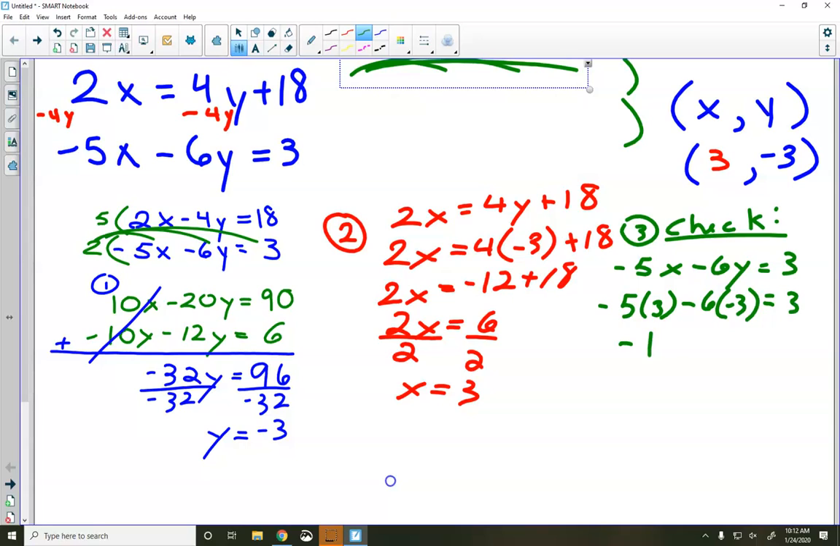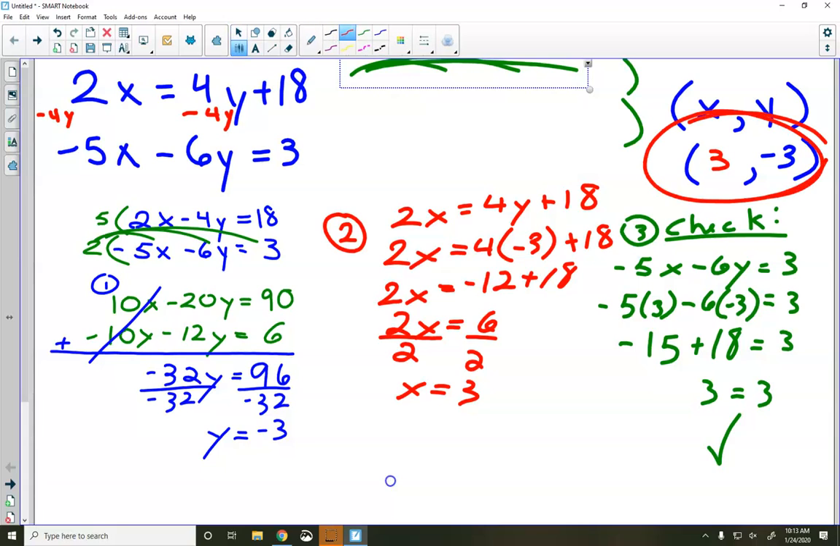Negative 5 times 3 is negative 15. Negative 6 times negative 3 is going to be positive 18. When we add negative 15 and 18, we get 3 is equal to 3. It checks out, and our answer is 3, negative 3.